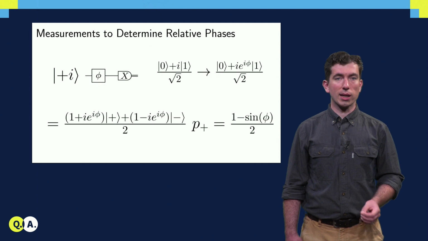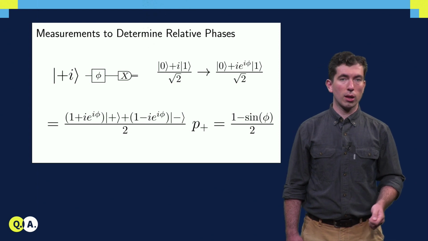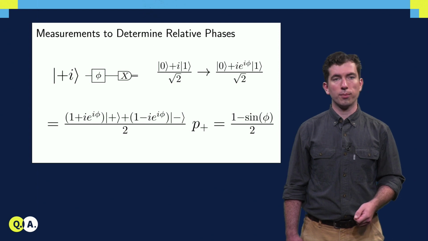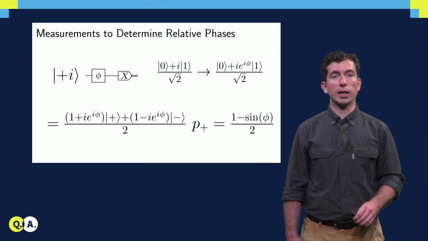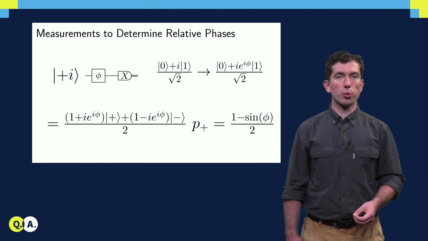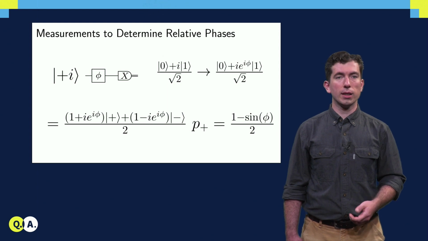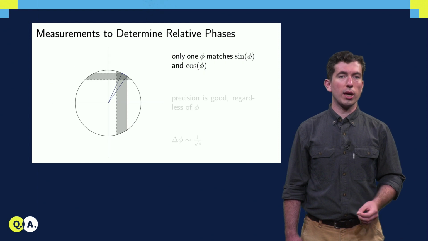Well, we can run a second type of experiment, which involves preparation of the plus i state, which is 0 plus i1. Then we feed that through the phase gate and measure out in the x basis as before. If we do the same algebra to analyze this experiment, we end up with a probability of measuring the plus state, which now depends on the sine of phi, which is the y-coordinate of phi in the diagram we drew previously. Now, we have only one range of angles that's consistent with both our imprecise estimates of sine phi and the cosine of phi.